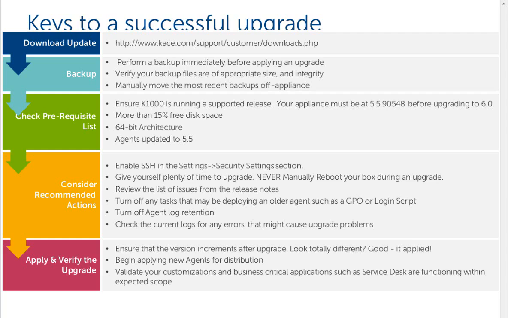Now, you may find out that you go into your K1000 if you're at 5.5, and it may say that there's already an update available. You can click on the upgrade button. It's already pre-downloaded it and staged it on your K1000, and it's ready to go. But if you don't see that, you can always go download it and perform what we call a manual update. But before we do that, we want to make sure that we've prepared our K1000.